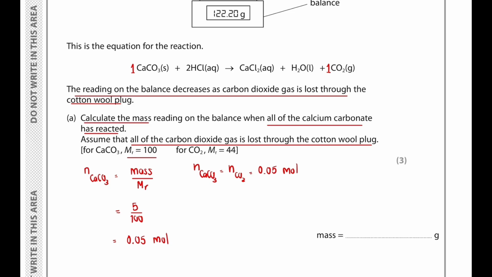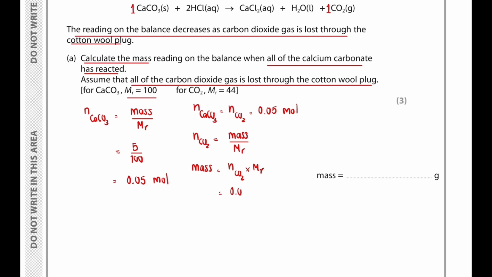Okay, so therefore the mole of carbon dioxide gas equals mass divided by Mr of carbon dioxide. So if we want to find the mass, it will be equal to the mole of carbon dioxide times Mr. So mole is 0.05 times Mr, which is 44. So therefore, the mass of carbon dioxide is equal to 2.2 grams.